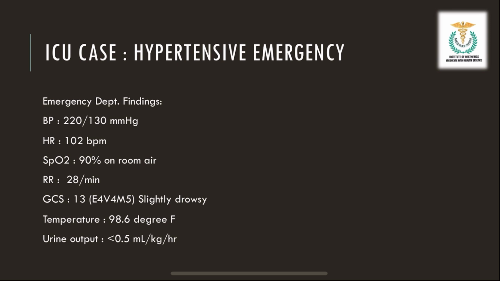There is oliguria, which suggests renal hypoperfusion, and there is high respiratory rate plus low oxygen. So there is a possible pulmonary edema, and GCS is 13. We worry about hypertensive encephalopathy or stroke because they are slightly drowsy also. So these are the emergency department findings of the patient.